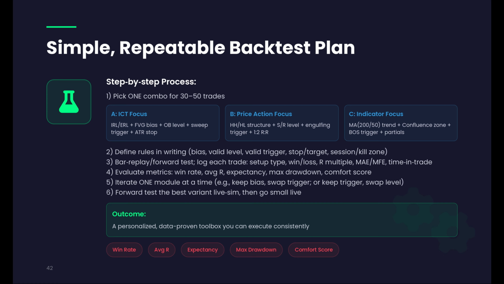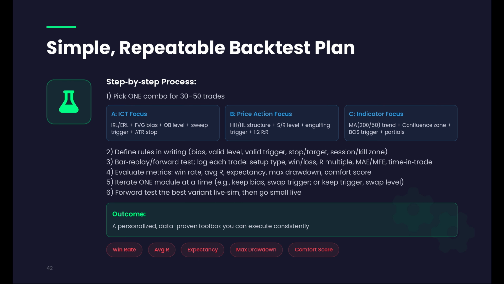For each trade, record the setup type and which rules were met, whether it won or lost. The R multiple. How many units of your risk did you make or lose? Maximum adverse excursion. How far price moved against you? Maximum favorable excursion. How far it moved in your favor before you exited? Time in trade. How long from entry to exit? And crucially, notes about your emotional state and execution quality. This data is gold. It tells you not just whether your system works, but how it works, where it struggles, and whether you can actually execute it consistently.